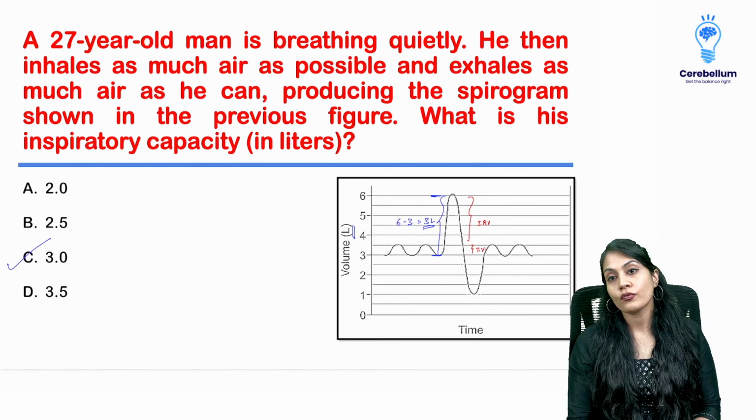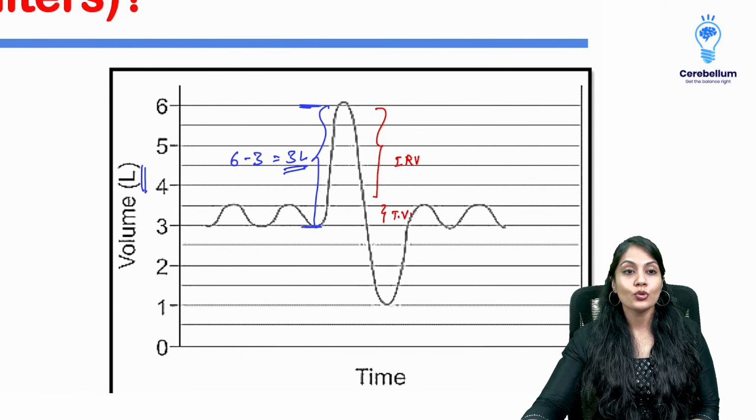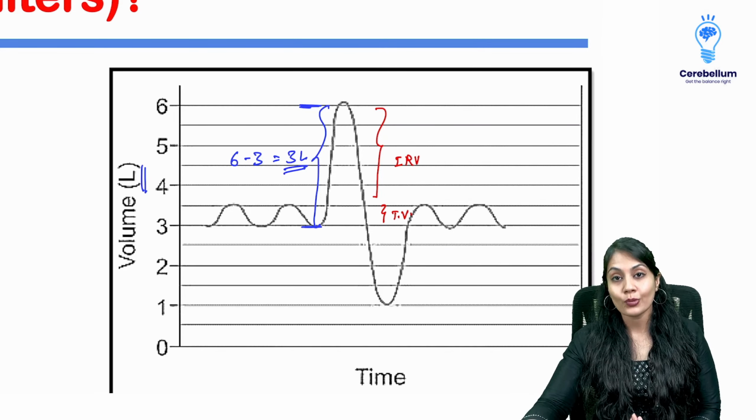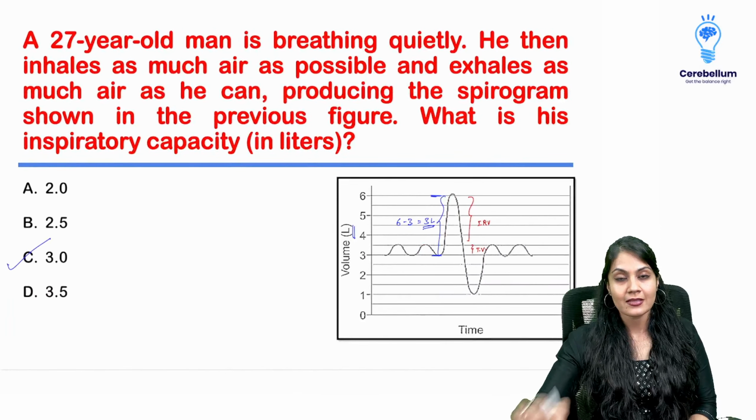It is a simple question, for kids. All right, as you have learned much of the physics, this is like a simple numerical for you, but you should know what is IRV, what is TV, how to calculate IC, right? For that you should know what is inspiratory capacity. That's the trick in this.